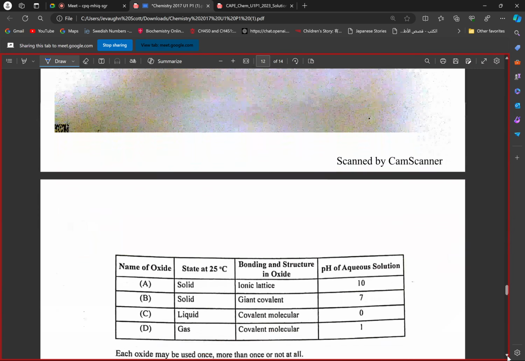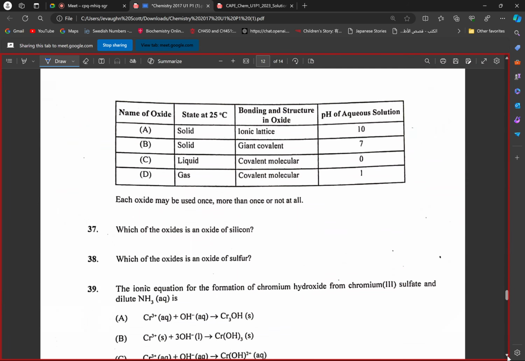None of the questions of Mr. Chemistry are easier than this, it's very easy. Look at this now. We're supposed to know the name, right? Each oxide may be used once, twice, or not at all. Lovely. So, which of the following oxides is an oxide of silicon?